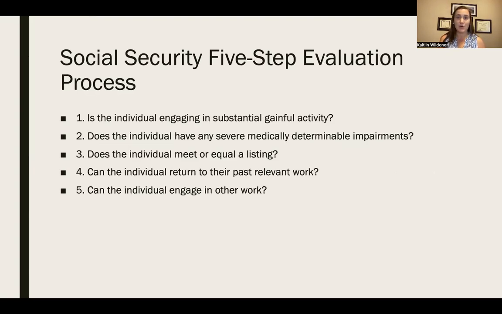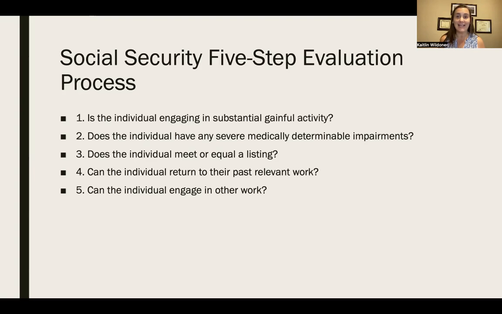The 5-step evaluation process. When you submit your application for Social Security disability, whether it's SSDI or SSI, the agency goes through a 5-step evaluation process to determine if you are disabled or not according to their rules. The first step in that process is, are you engaging in substantial gainful activity? If you are, which is earning more than $1,350 a month in 2022, or working more than 20 hours a week, if you are doing either of those, Social Security will automatically say you, by our definition, cannot be found disabled, and they'll go ahead and deny the case there.